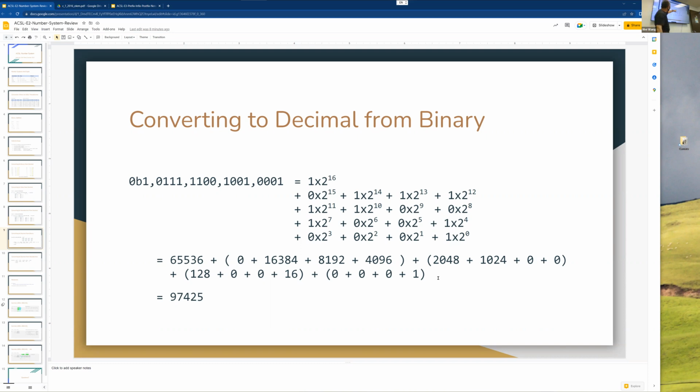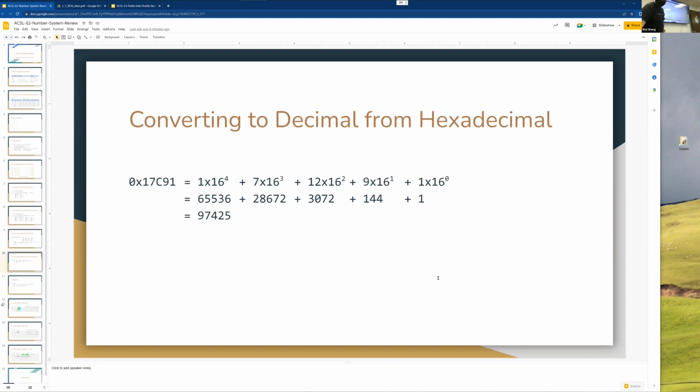Okay, this is how you convert from binary back to decimal, right? And if we need to convert from hexadecimal to decimal, we do the same thing. But now each digit here we need to do the base 16 math, right? So each digit is a power of 16, is a base 16 number, right?